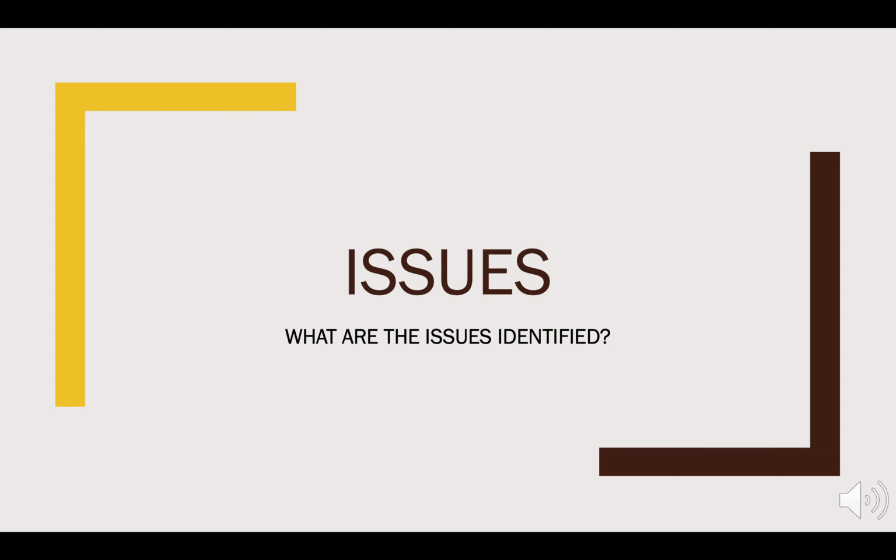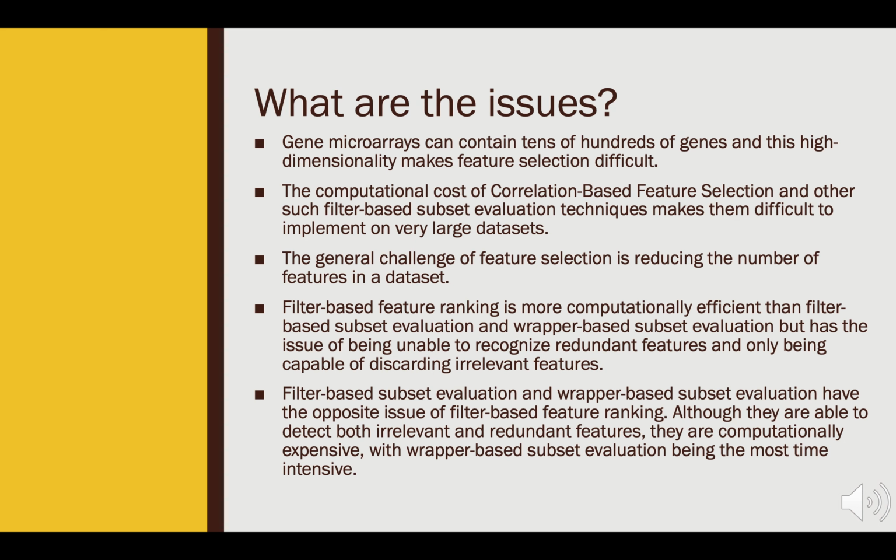Issues. What are the issues identified? Gene microarrays contain tens of hundreds of genes, and this high dimensionality makes feature selection difficult. The computational cost of correlation-based feature selection and other such filter-based subset evaluation techniques makes them difficult to implement on very large datasets. The general challenge of feature selection is reducing the number of features in a dataset.